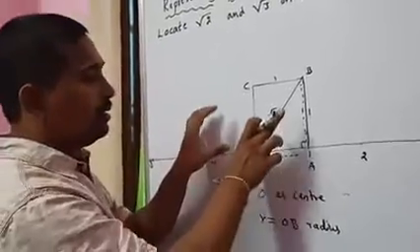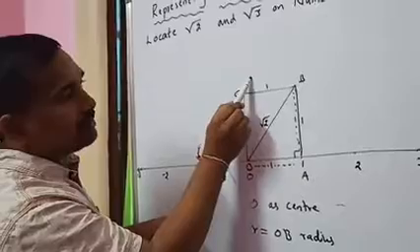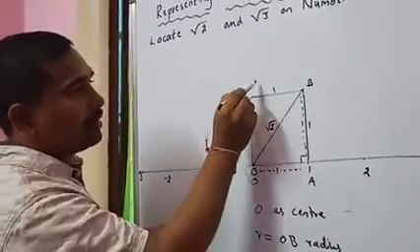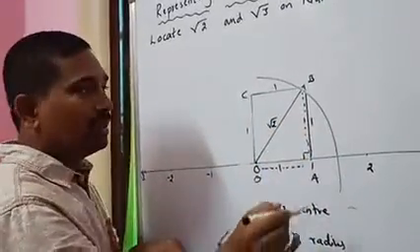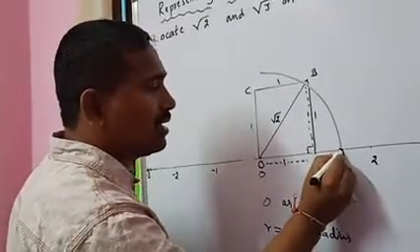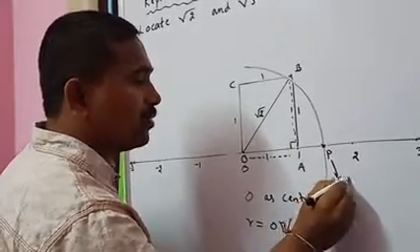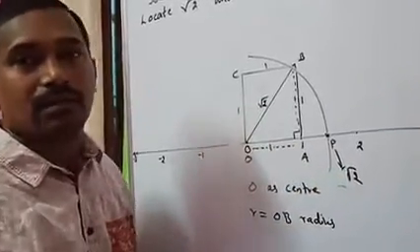Draw an arc like this. Where this arc meets the number line, for example, this point is P. This is root 2 on the number line.